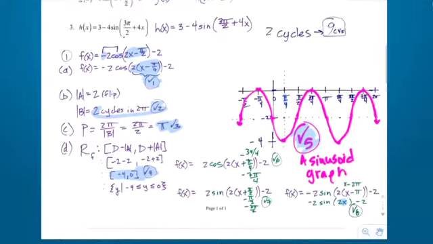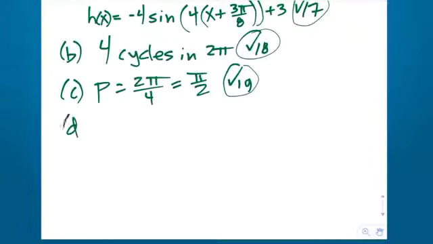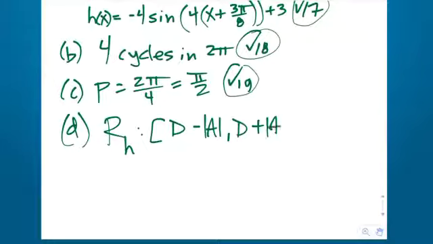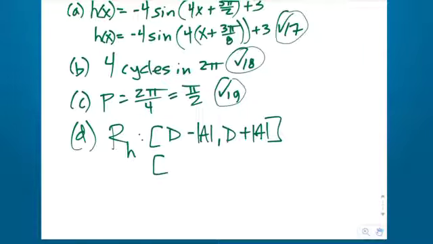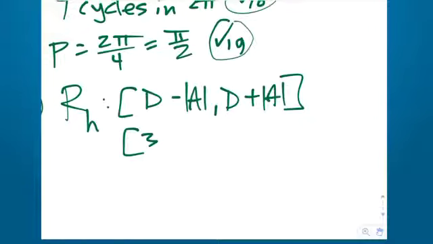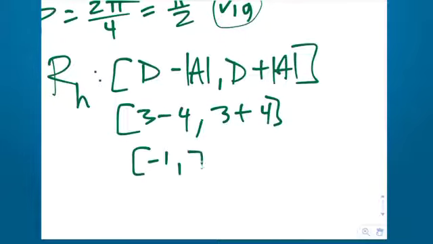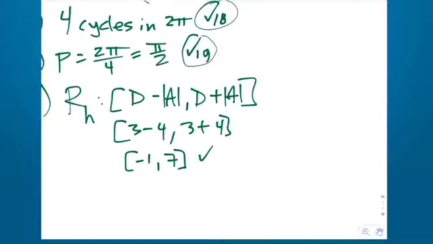And then part D, the range. So R sub H, again, should be D minus the absolute value of A, D plus the absolute value of A. For us, the D value is 3, and the amplitude was 4, not negative 4. Good. So it's going to be 3 minus 4 for the lower bound, 3 plus 4 for the upper bound. That puts us from -1 to 7. And that's check number 20. We won't use 19 twice.